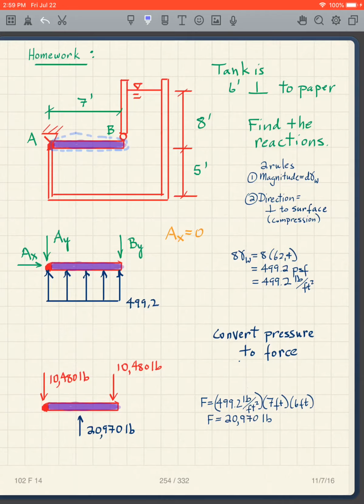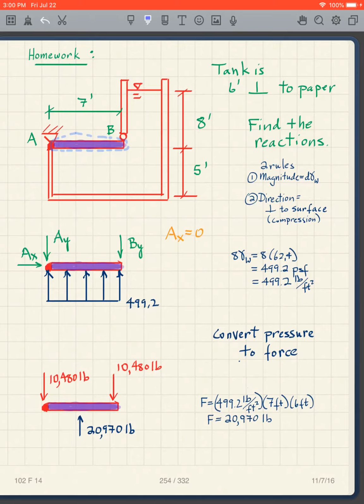Well, I need to figure out what is the depth here. Well, the depth here is 8. The water level is up here, so I have to go all the way up to the water. Okay, in other words, it's not 0. It's not 0 because I have to use the water level here. And that water level is 8 feet above that wall.